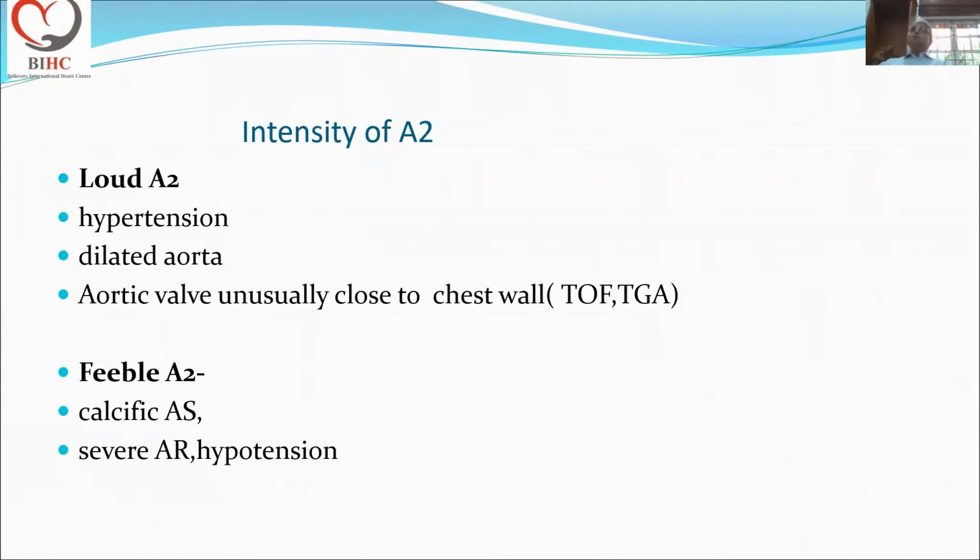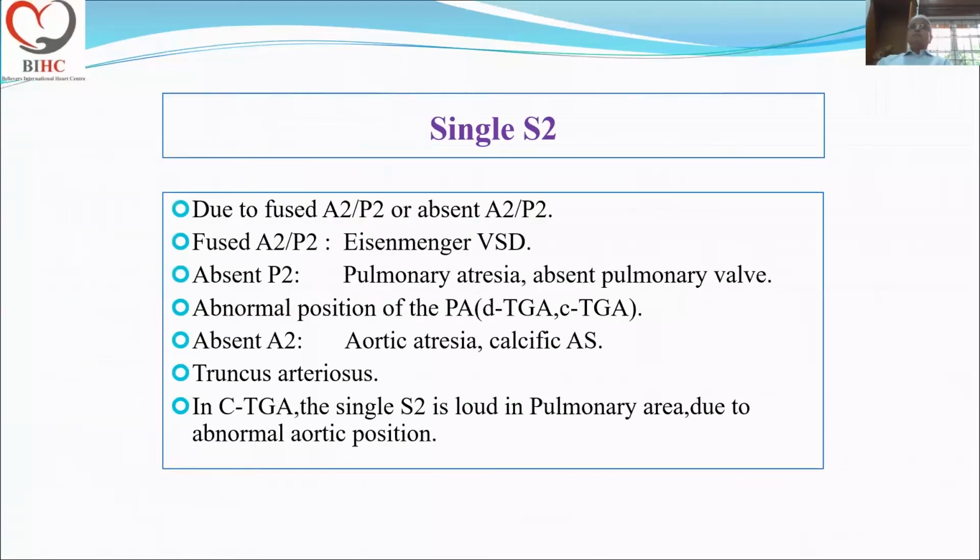A feeble A2 in an older person can be due to a calcific aortic valve or a severe aortic regurgitation or simply because there is hypotension. A single second sound is also an abnormality. We are speaking of a split second sound, the variations of the split that can occur. And now we are coming to a single second sound.